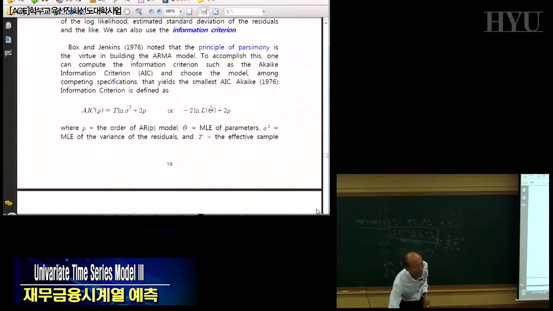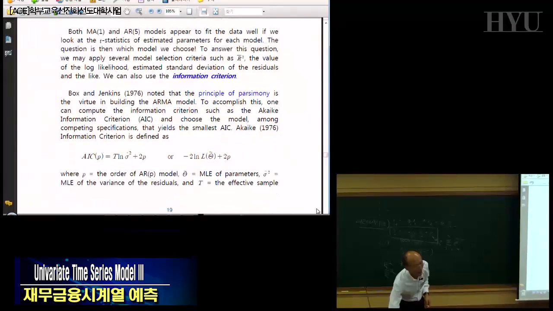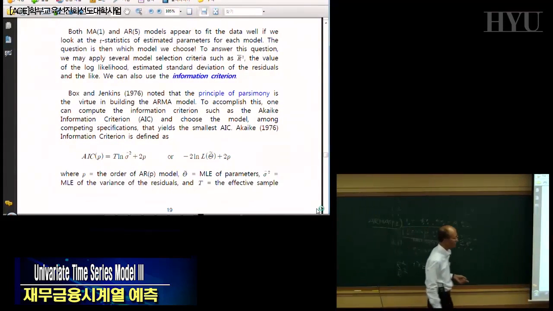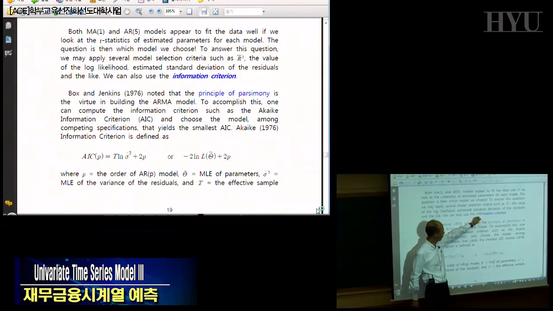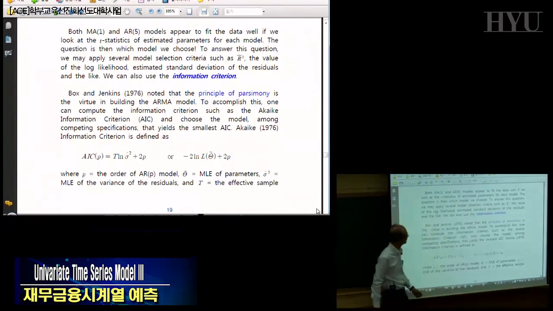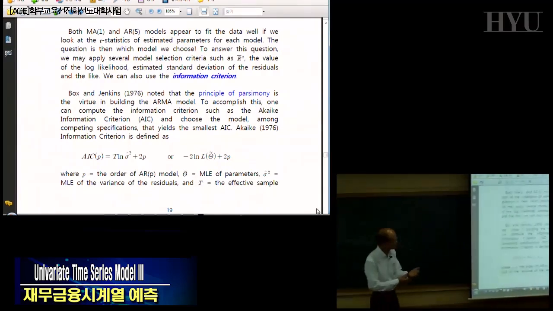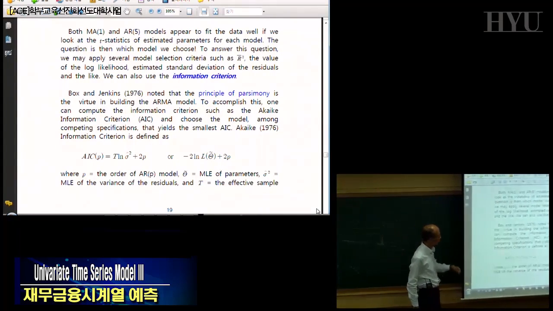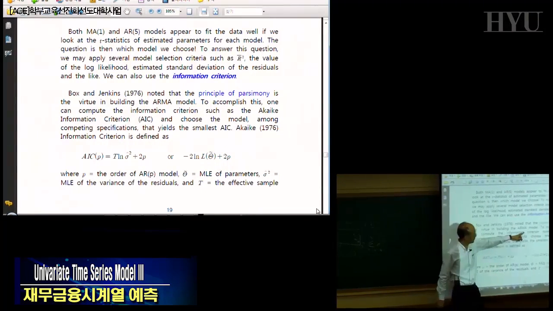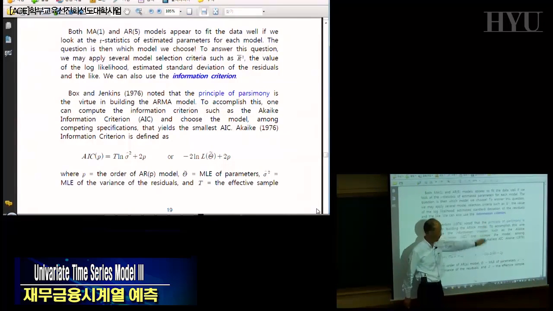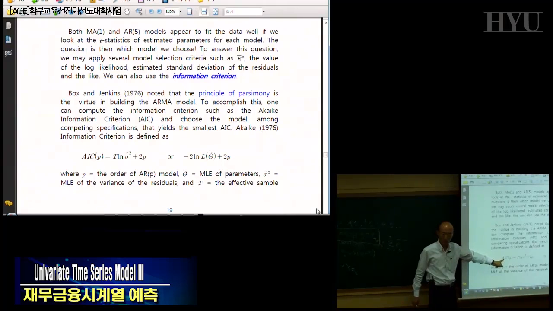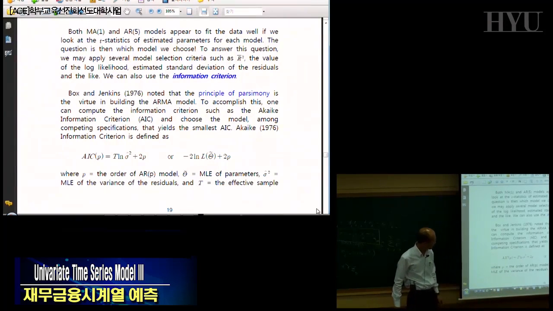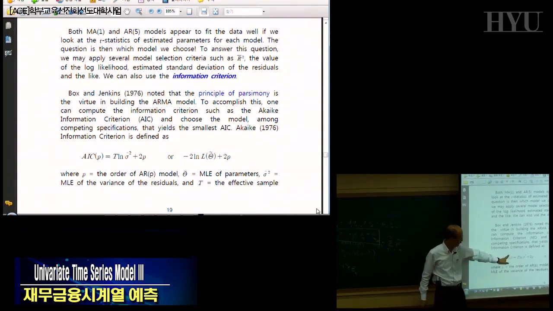Okay. So how to choose between or among competing models? We use information criterion. Our objective is to achieve this goal. So first one, Akaike information criterion is computed as this one.